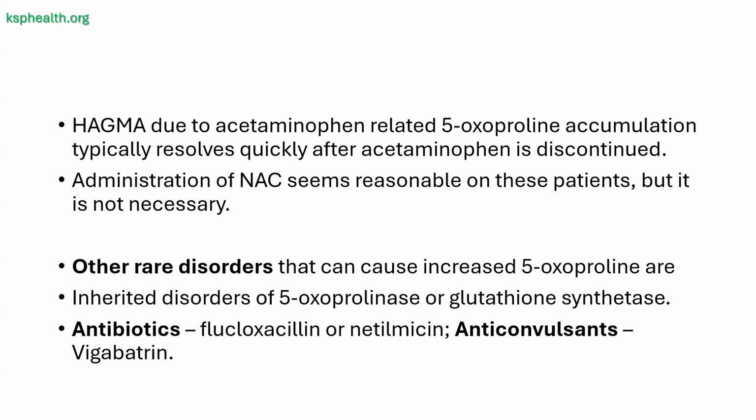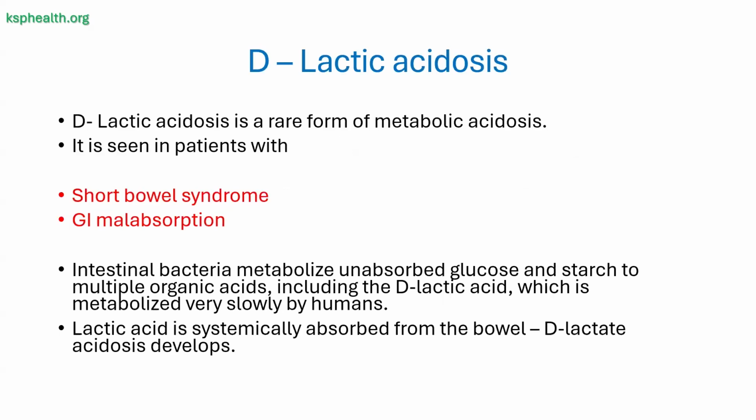Other rare causes of increased 5-oxoproline are inherited disorders of 5-oxoprolinase or glutathione synthetase. Sometimes certain antibiotics like flucloxacillin and netilmicin can cause pyroglutamic acid accumulation, and also anticonvulsants such as vigabatrin, which is most commonly used. So when they develop high anion gap metabolic acidosis, one has to think that could be the reason, from the accumulation of 5-oxoproline.